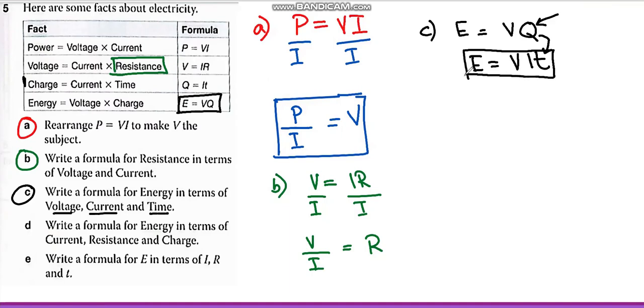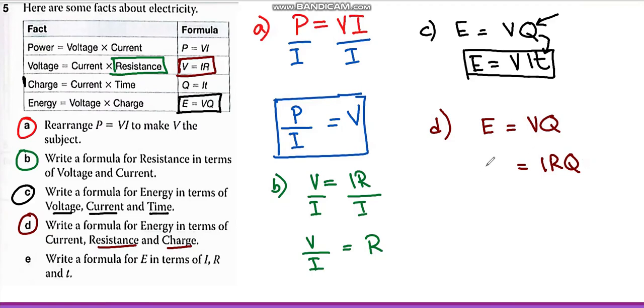Now you can see that we have written energy in terms of voltage, current, and time. In D part, they want us to write the formula for energy in terms of current, resistance, and charge. Like again, we have to write down the formula of energy, but this time we have to represent energy in terms of current, resistance, and charge. So look that we can replace V with the product of current and resistance, because we know that V is equal to IR, and we can also write Q here. And look that now the formula of the energy is being written in terms of current, resistance, and charge.